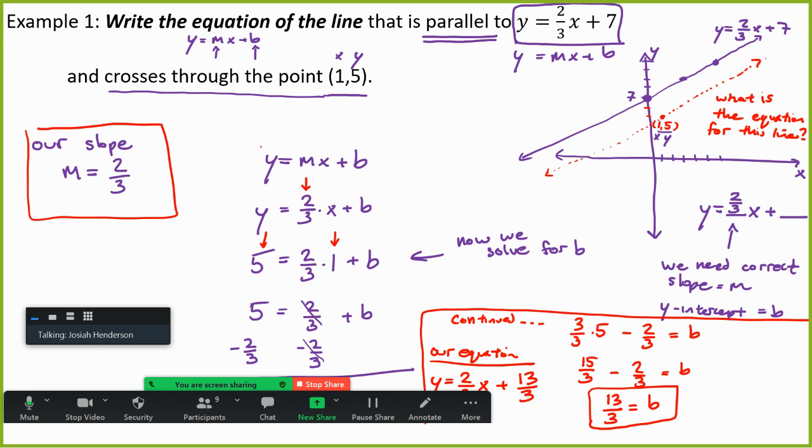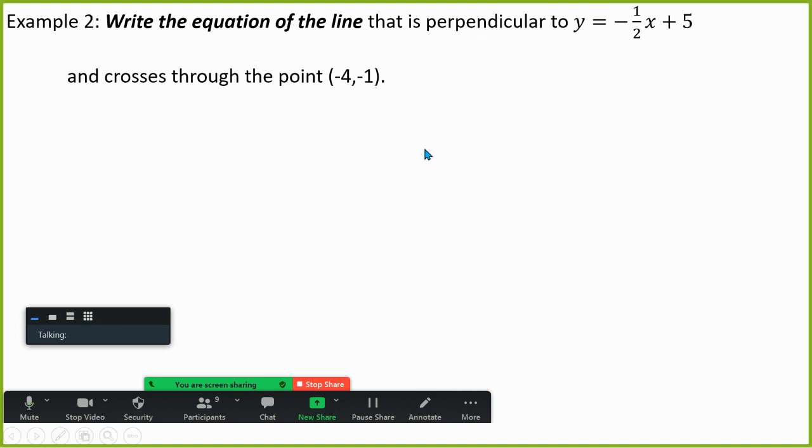We've got 15 minutes or so left. Here we go. This will be similar to what we just did. Write the equation of the line that is perpendicular to this line. Y equals -1/2 x plus 5, and it crosses through the point -4, -1.